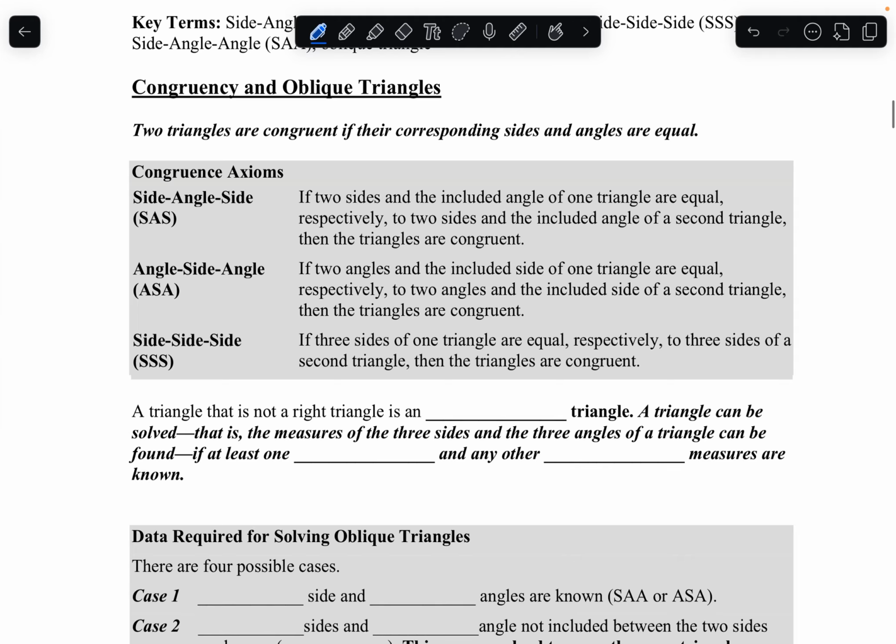Remember, a triangle that is not a right triangle is what's called an oblique triangle. In a triangle that can be solved, the measures of all three sides and all three angles of a triangle can be found if at least one side and any other two measures are known. If you remember from geometry, knowing the angles of a triangle are congruent only helps us to prove that triangles are similar, not that the triangles are necessarily congruent. We have to have a side involved.